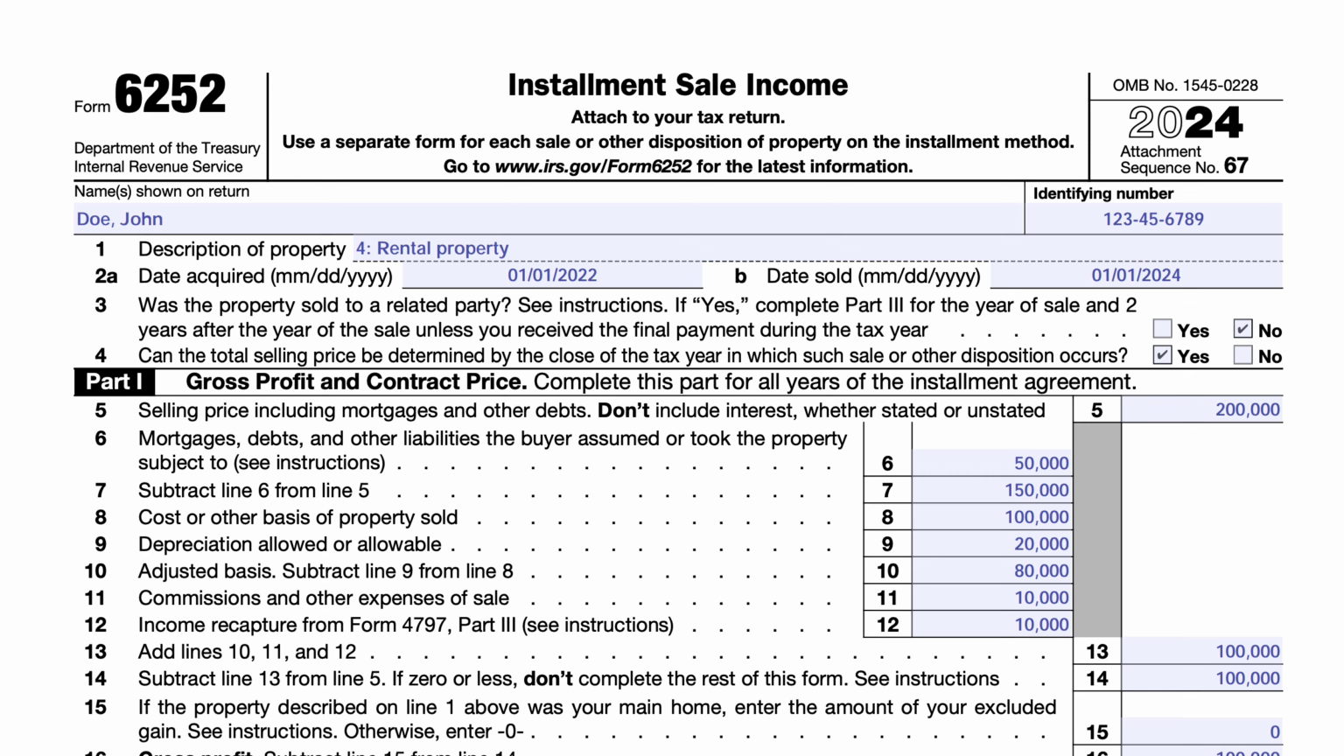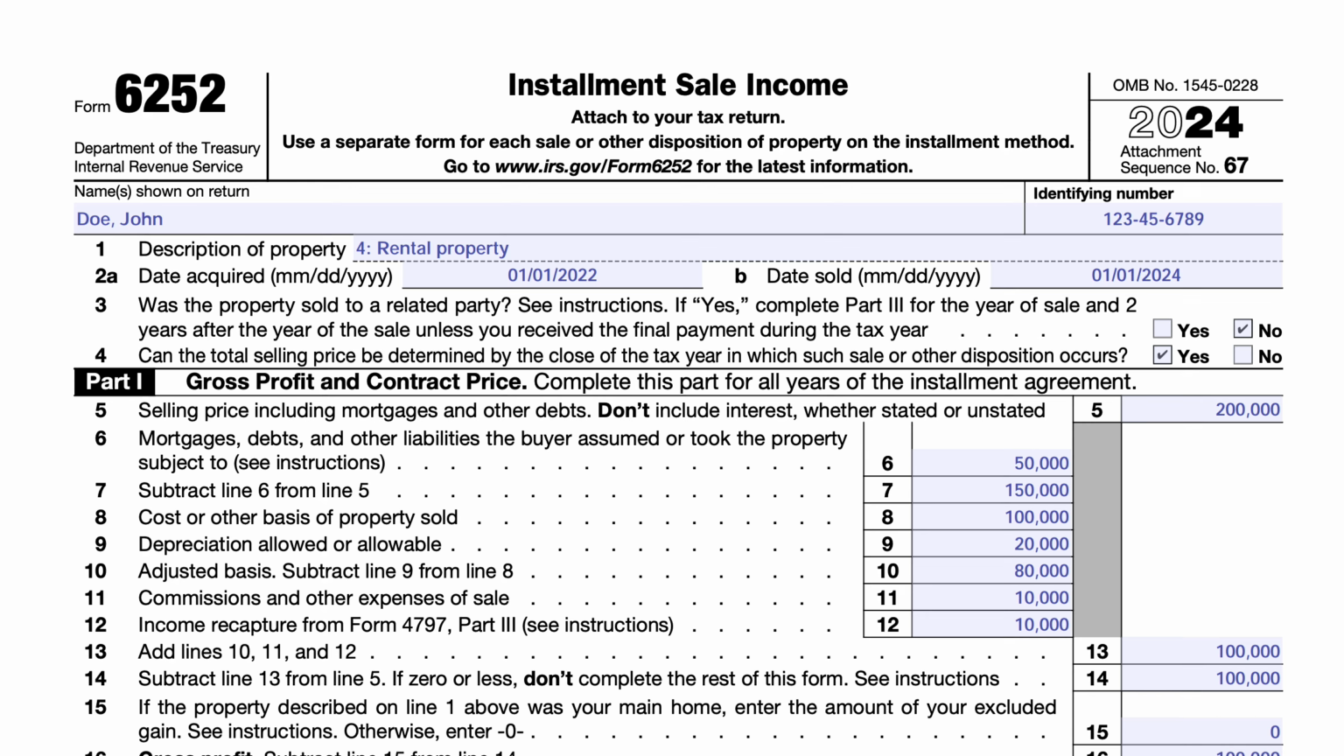So in this case, we're going to walk through this form through our taxpayer's eyes. In this case, he's selling a rental property. And he's using the installment method, and you simply complete this form for each year of the installment agreement.